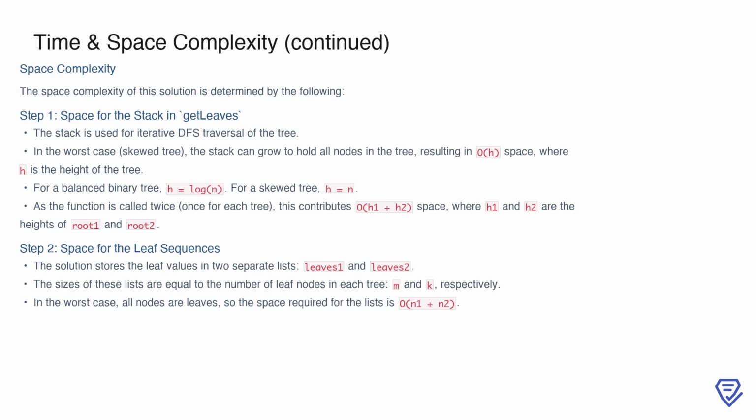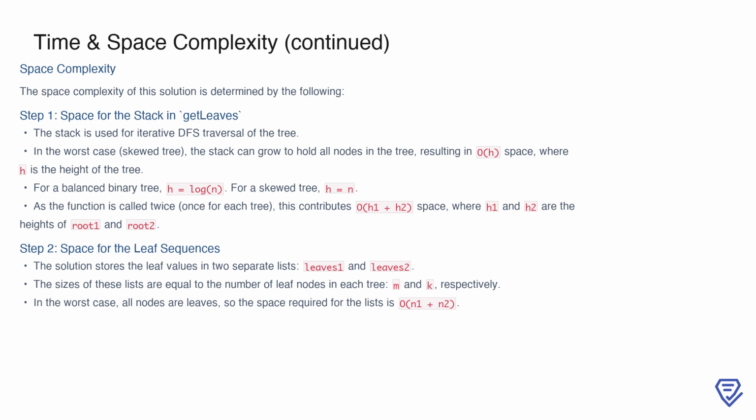Next, let's examine the space complexity. The space required by this solution comes from two main sources: the stack used for traversal and the lists used to store the leaf sequences. During the iterative depth-first traversal in getLeaves, the stack holds nodes temporarily. In the worst case, if the tree is completely skewed, the stack can grow to hold all nodes, leading to O(h) space usage, where h is the height of the tree.